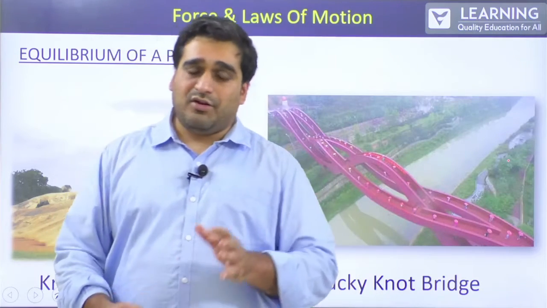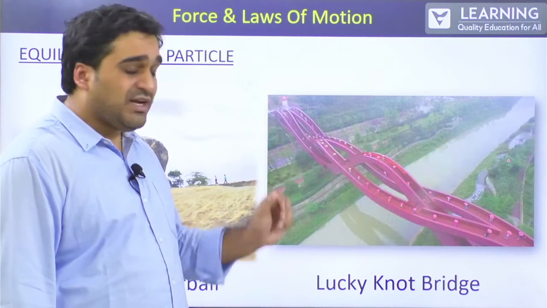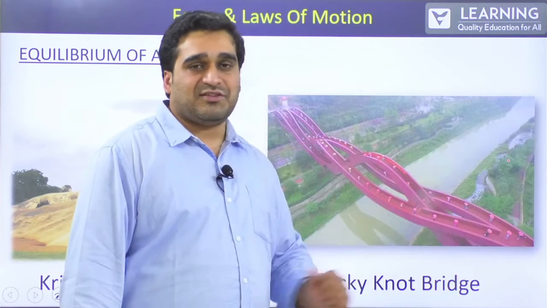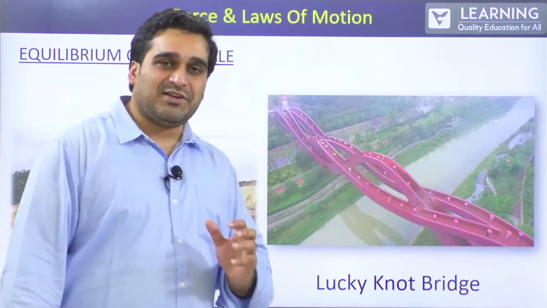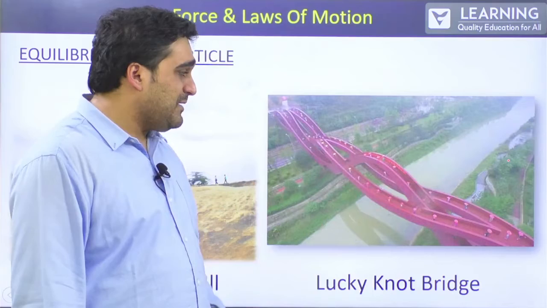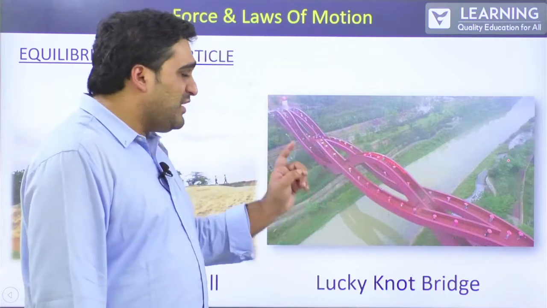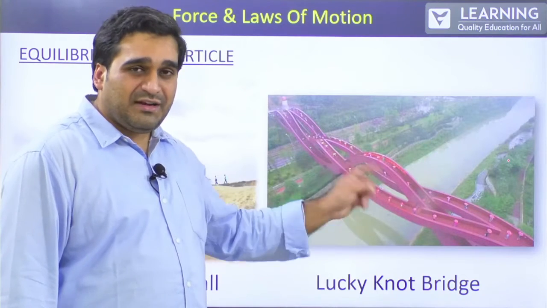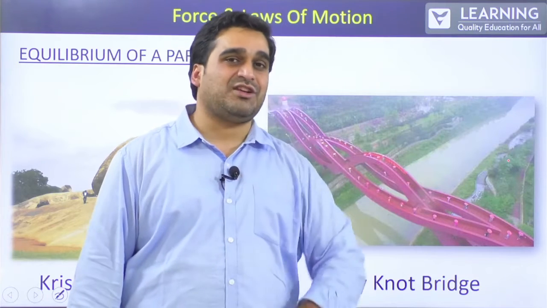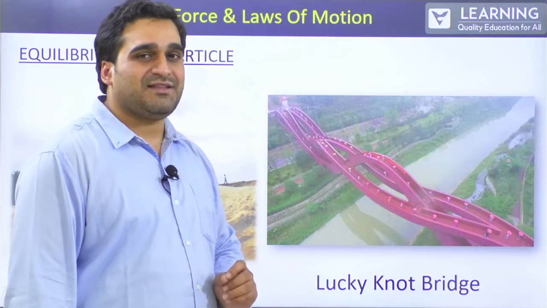Here's another example of an unusual bridge, called the Lucky Knot Bridge, located in China. But look at the engineering that has gone into constructing this bridge. Bridges that you are aware of are more typically horizontally laid, but this one is designed differently. Why doesn't the bridge fall? Because the engineers have made sure that the total net force acting on the bridge results in zero or almost zero. In that way, the bridge does not collapse, rather it remains at rest.